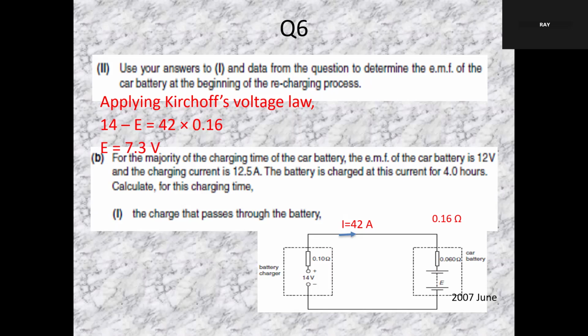For the majority of the charging time, the car battery EMF is 12 volt and the charging current is 12.5 ampere. The battery is charged. So 14 minus E, because this one is the charging battery, right? This one shows positive, so the current is flowing from positive, so you choose that as the positive direction. But in this one, the positive is here. It sends the current anti-clockwise. So that's why you subtract.